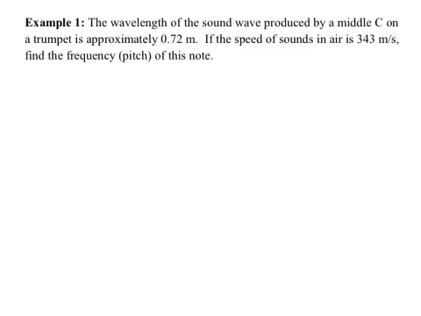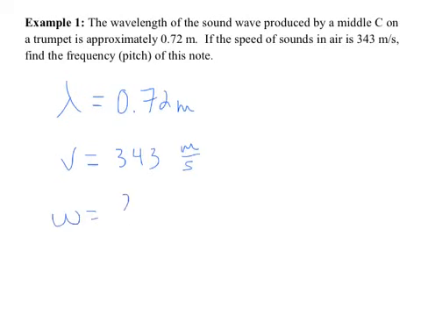So the velocity of a wave is equal to its frequency times its wavelength. Example 1 says the wavelength of the sound wave produced by a middle C on a trumpet is approximately 0.72 meters. If the speed of sound in air is 343 meters per second, find the frequency or the pitch of this note. So we start with our givens. We're told that the wavelength lambda is equal to 0.72 meters. The speed of sound in air is 343 meters per second. And we want to figure out what the pitch is of this note, or the frequency in hertz.